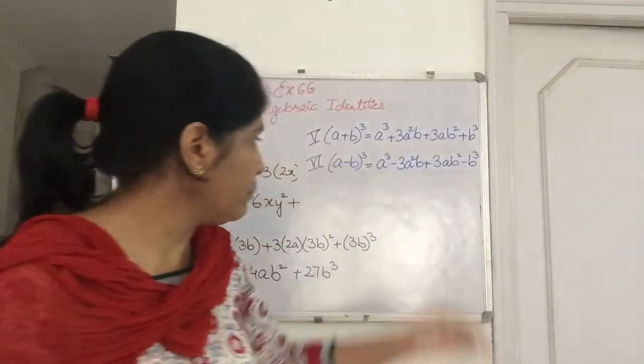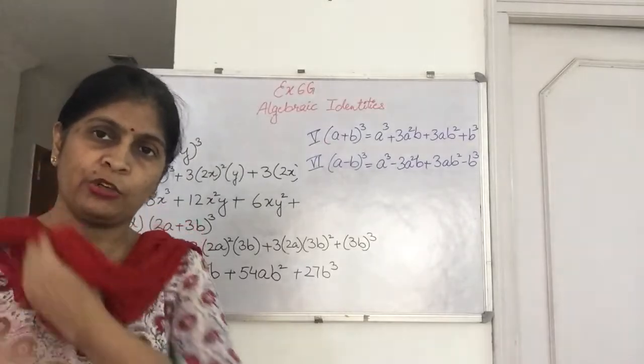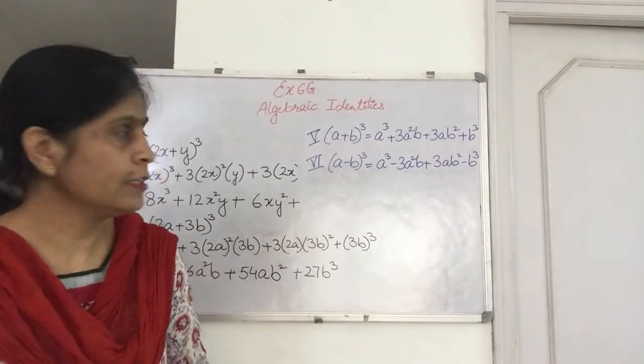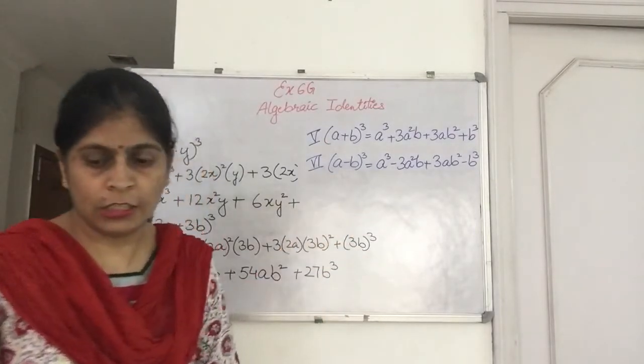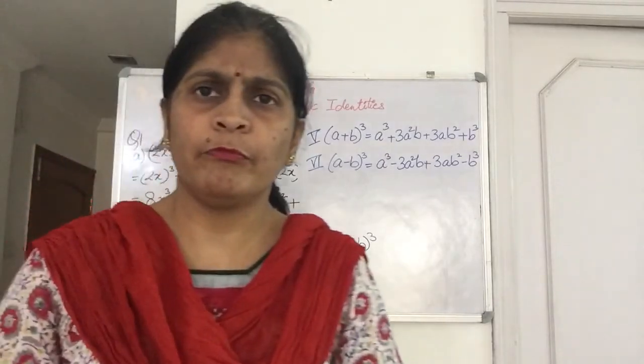So write down on one page the sixth identity in continuation with all the 8 identities. So sixth is this one, and we do the sum based on it.